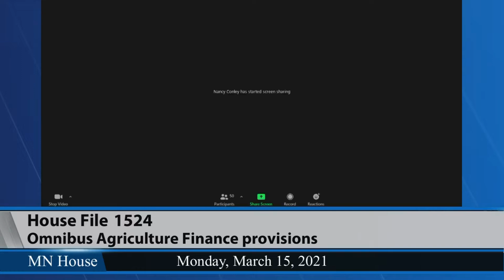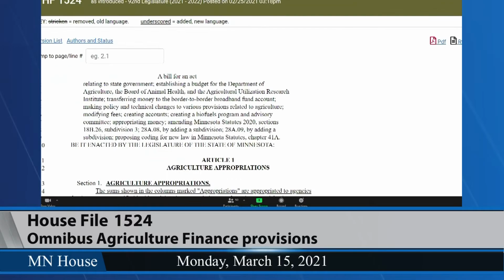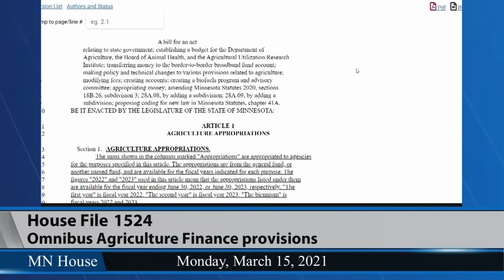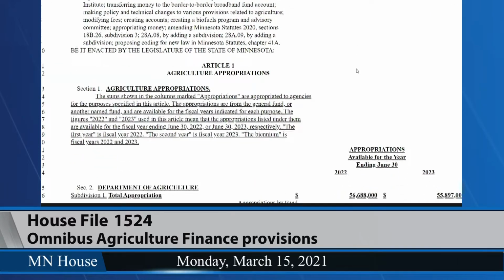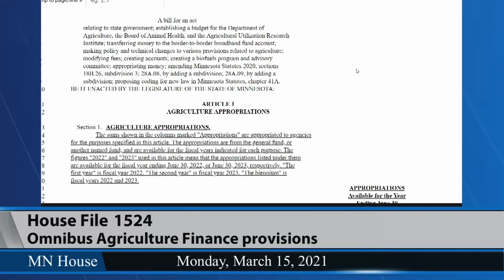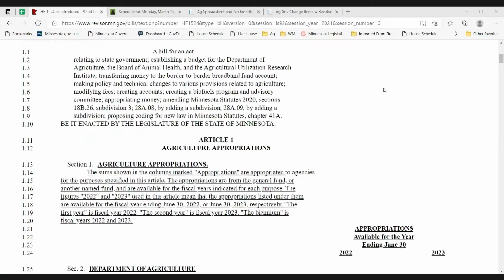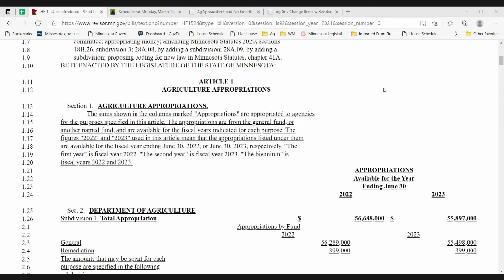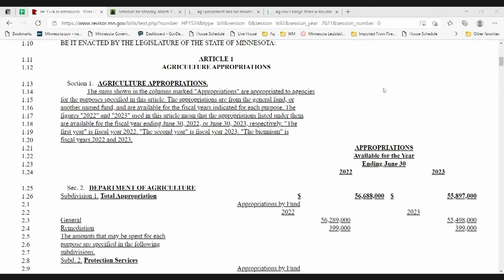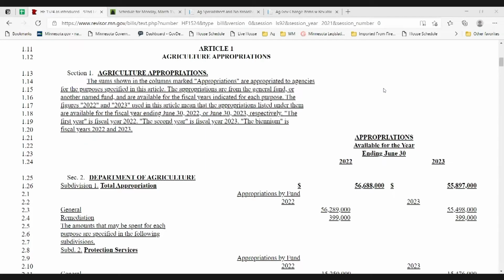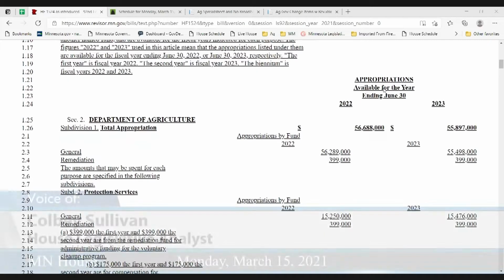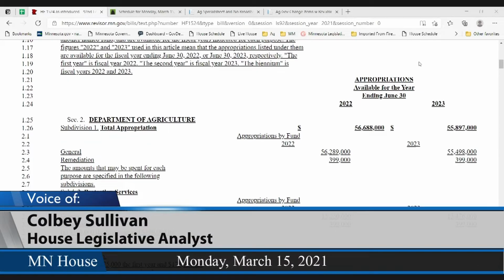Good afternoon, Mr. Chair and members. I'm Colby with House Research, and start off right away, House File 1524, the first page. I'm going to distinguish between what are called base riders, or the riders that tend to appear in the Ag Finance Bill every 2 years, and then the new riders that, for the most part, reflect the governor's change items as part of his budget proposal for the Department of Agriculture and the Board of Animal Health and the Agricultural Utilization Research Institute for fiscal years 22 and 23.